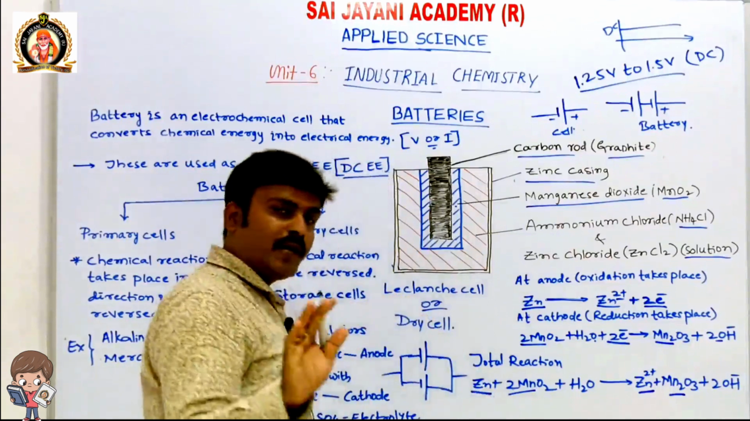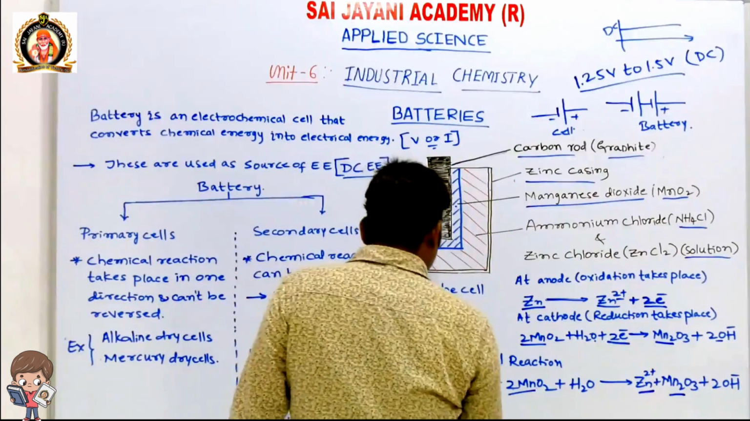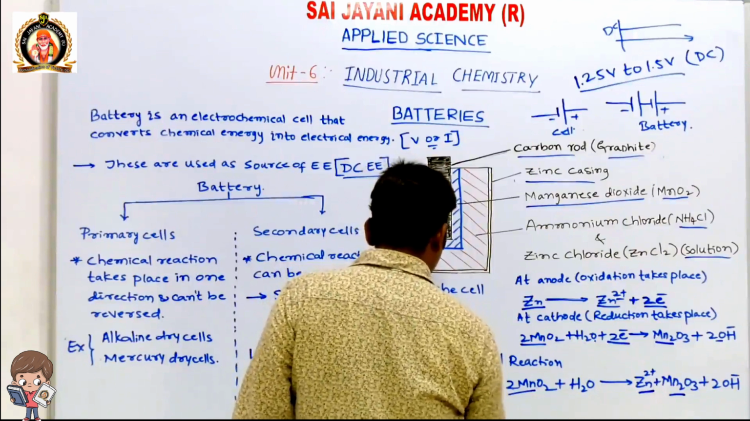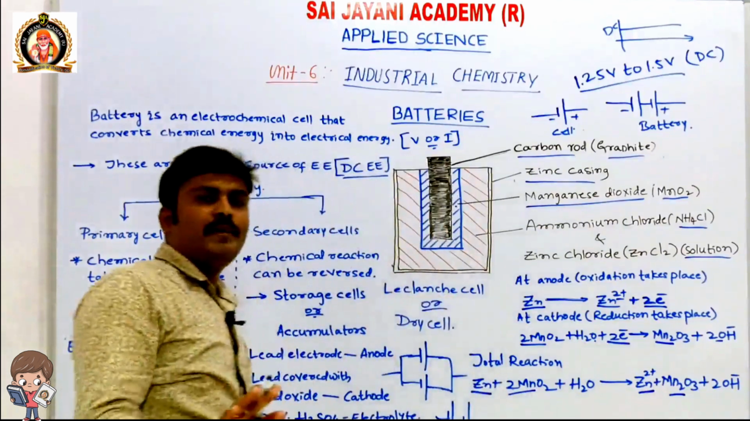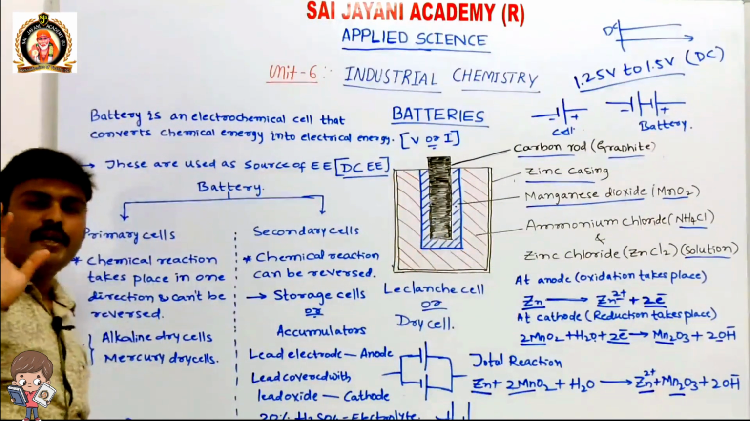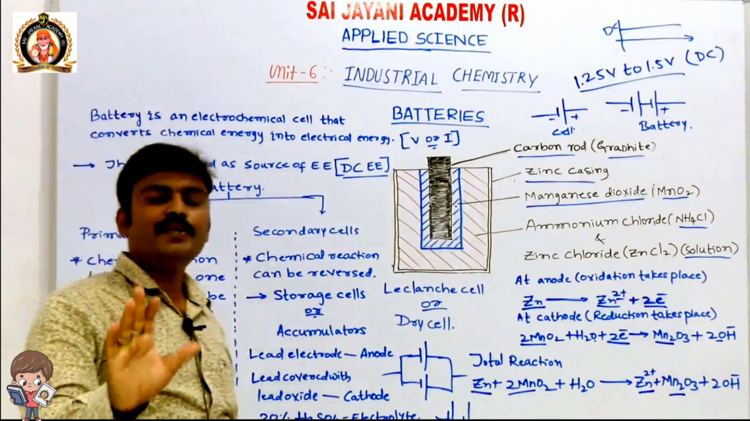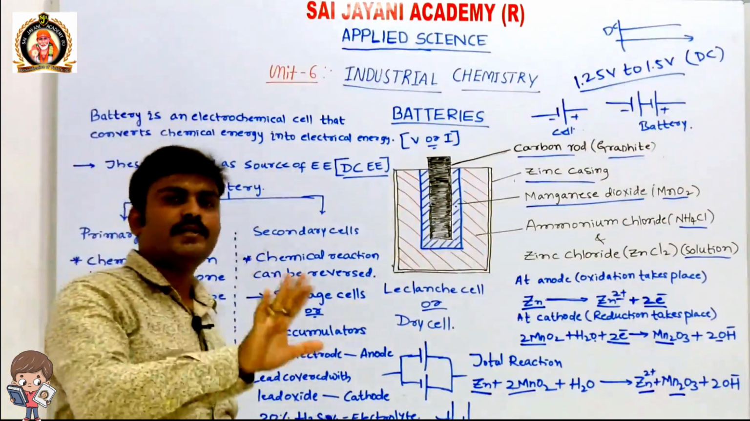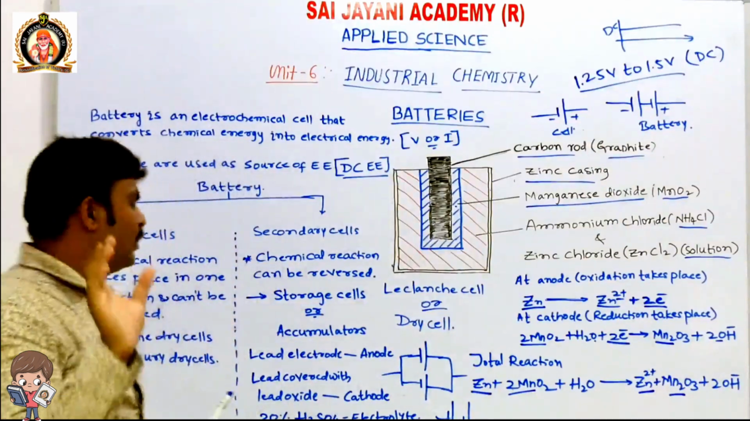If you want more voltage, then cells should be connected in series. Okay, this is about the primary cells. Primary cells are the ones where the chemical reaction takes place in only one direction, meaning discharge can happen only, they can't be recharged.